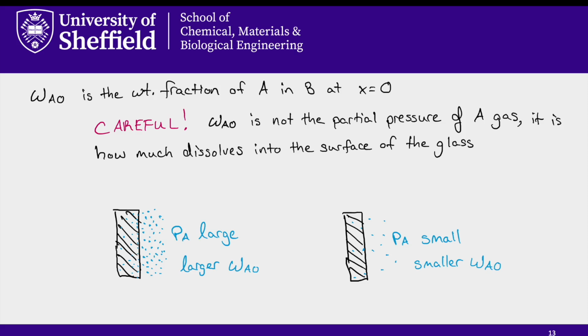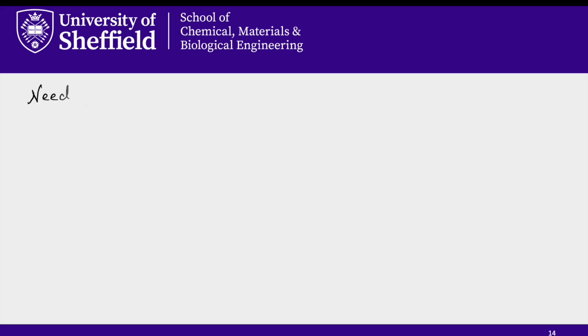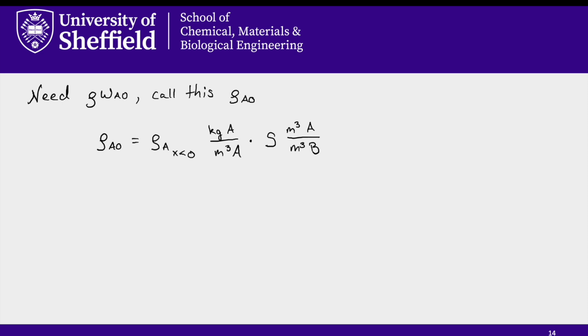Again, the solubility here is not a constant value, it's something that depends on the partial pressure. So we need to quantify this value. We'll call it rho A naught, as we did before, which is just the density of A at a position 0, but it's not the pure species density of A, it's the density of A in the helium glass composite. And so to calculate that, what we need is the partial pressure of A written as a density just outside of the glass where the helium partial pressure is high. So I'm calling that rho A at a position x less than 0.